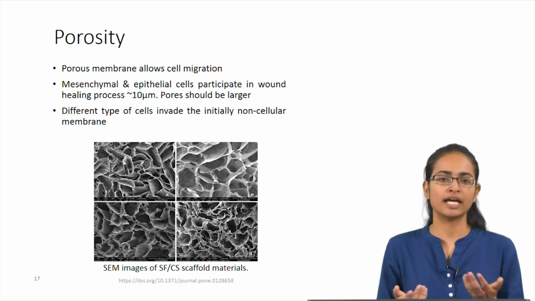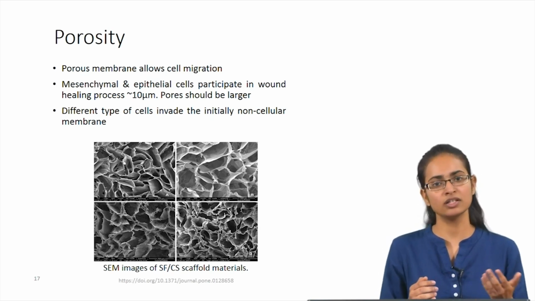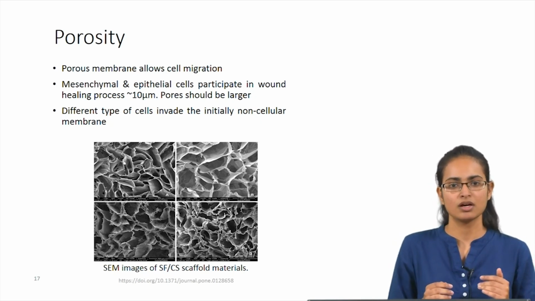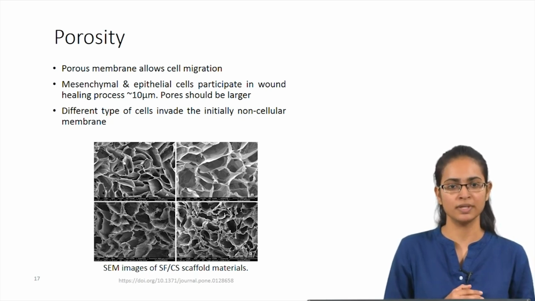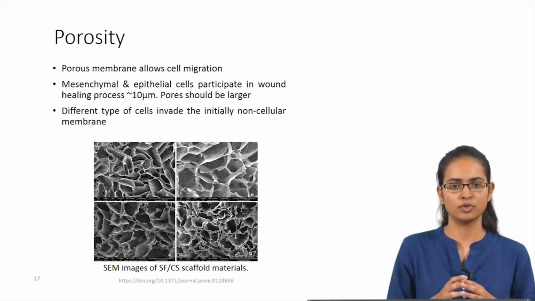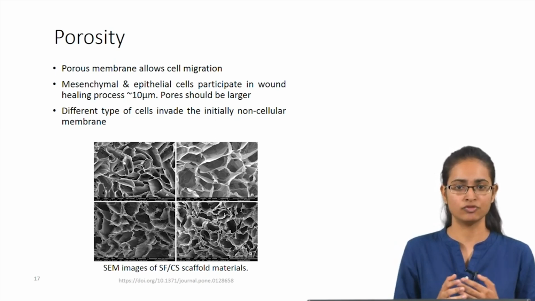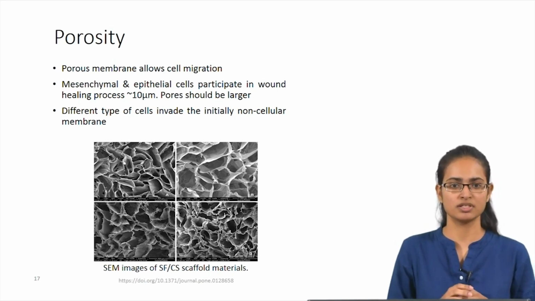Also, different types of cells invade the initially non-cellular membrane. This is a scanning electron microscope image of a silk fibroin chitosan blend scaffold. So, you can see the interconnected pores in the image.